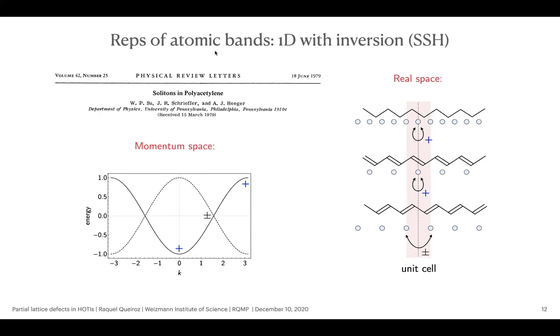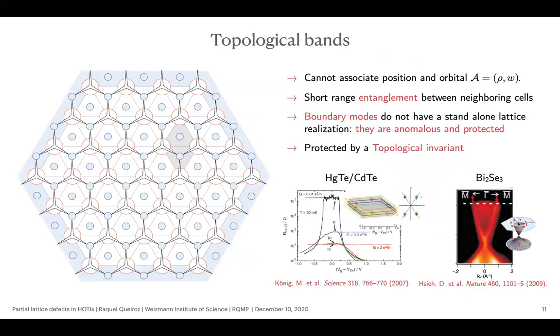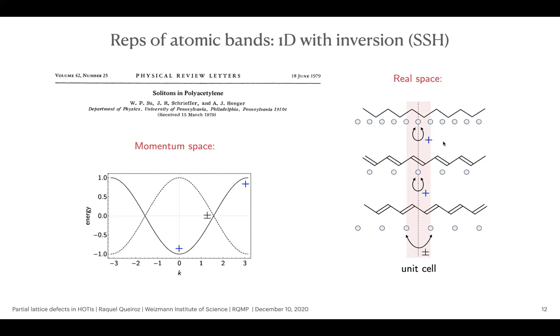from symmetry eigenvalues alone. This was a model introduced by Su, Schrieffer and Heeger to describe the solitons of polyacetylene. It's just a one-dimensional chain of electrons, which is half-filled. And it has inversion symmetry. So we're going to use the inversion symmetry in order to find out about the states that live in this chain, the filled states in this chain.